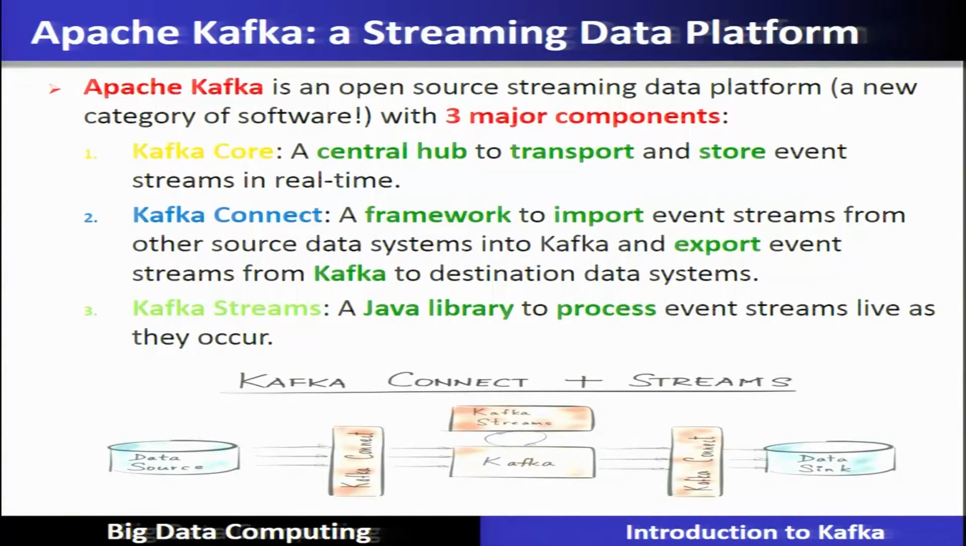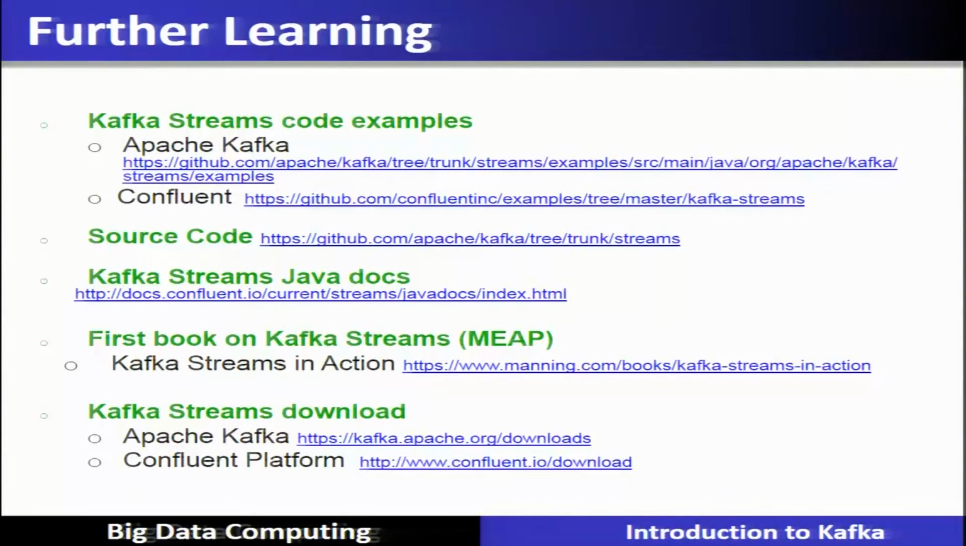Kafka Streams is a Java library to process event streams live as they occur. For further reading, the references for Kafka Streams code examples, Kafka Streams Java docs, the first book on Kafka Streams, and Kafka Streams download are given at kafka.apache.org/downloads.